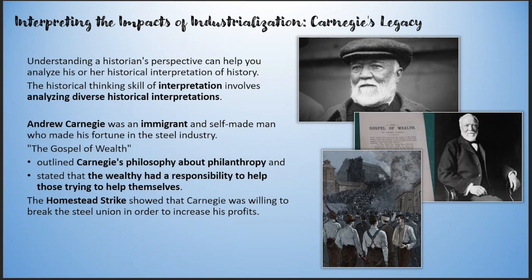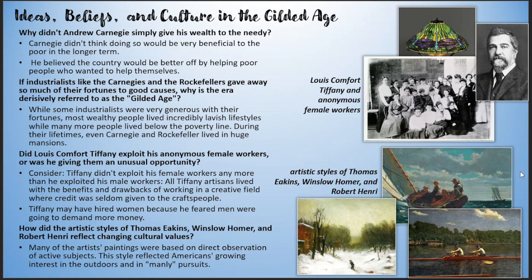But the Homestead strike showed that Carnegie was willing to break the steel union in order to increase his profits. So he was willing to have unfair working conditions in order for his company to increase its profits. And continuing with ideas, beliefs, and culture in the Gilded Age, why didn't Andrew Carnegie simply give his wealth to the needy? For one thing, Carnegie didn't think just giving money to the needy would be very beneficial to the poor in the longer term. And he also believed the country would be better off by helping poor people who wanted to help themselves.